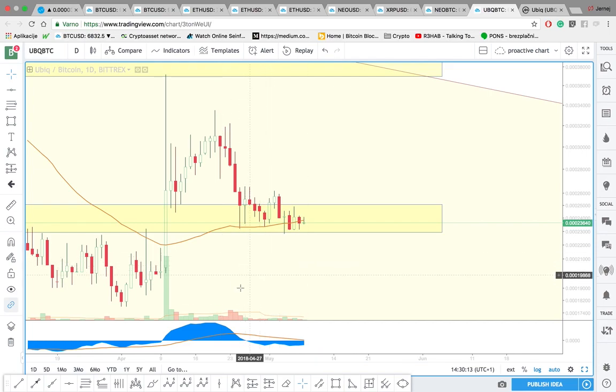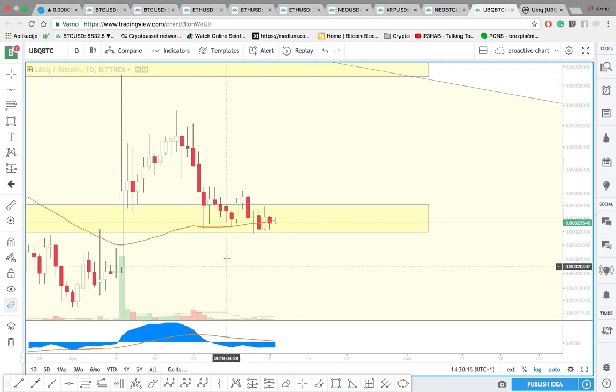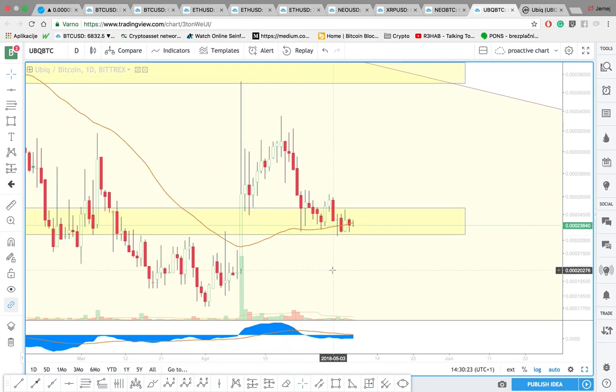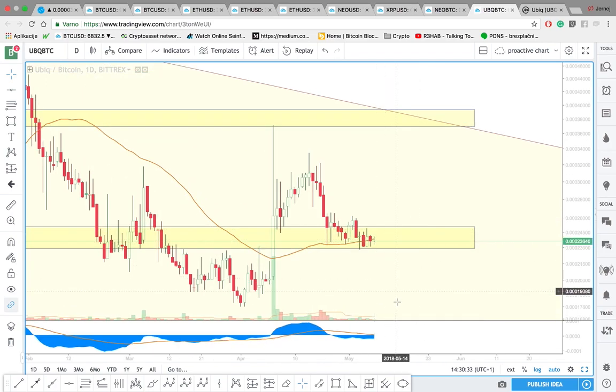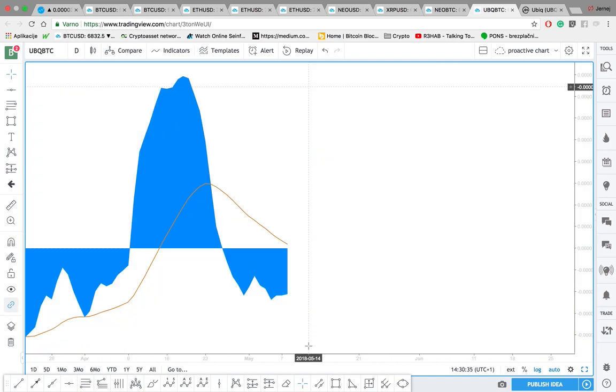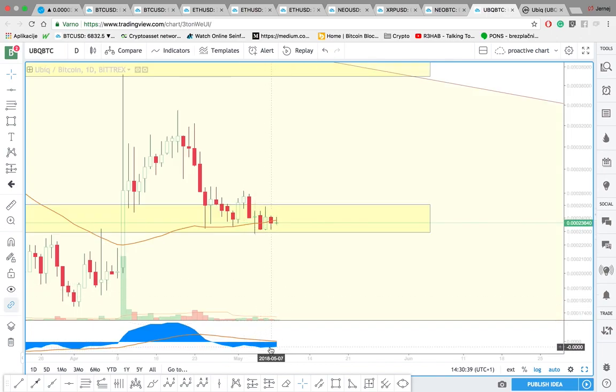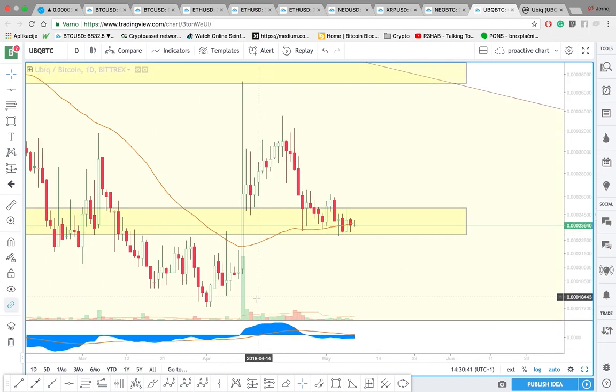So that's that. And the 50 MA is going up, and it acted as a support here. So there is a lot of support. But if this area fails, we're almost in a free fall to around here and to the previous support here. And yeah, the momentum is kind of up, but is zeroing out.